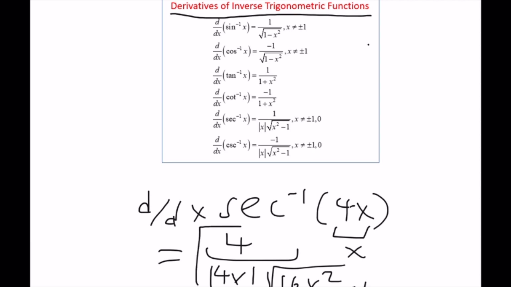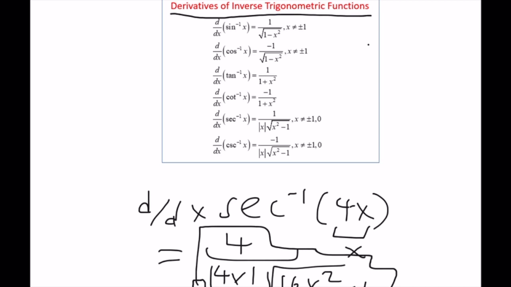You don't need to really simplify this unless you see something, and teachers usually don't prefer you to simplify it. Even on the AP exam, you don't need to simplify it in the free response sections. But the answer for this is 4 over the absolute value of 4x times the square root of 16x squared minus 1.